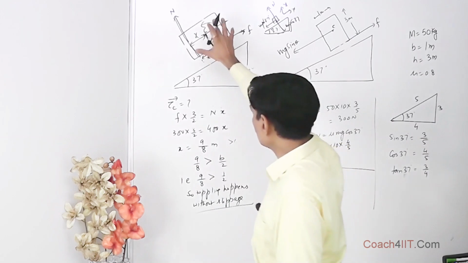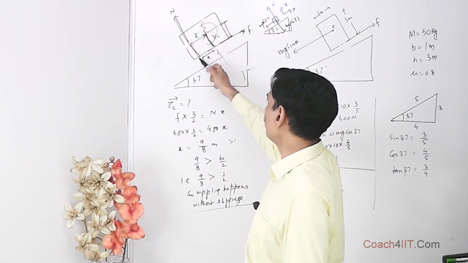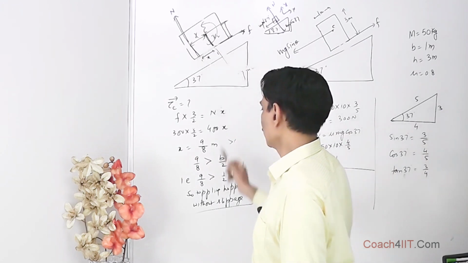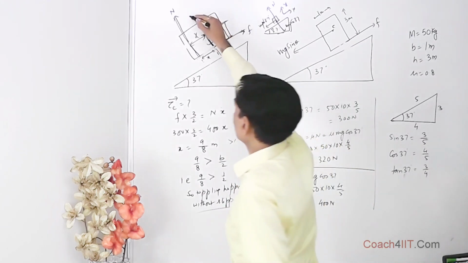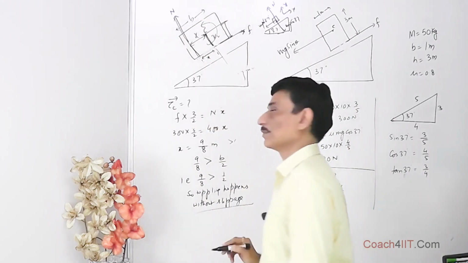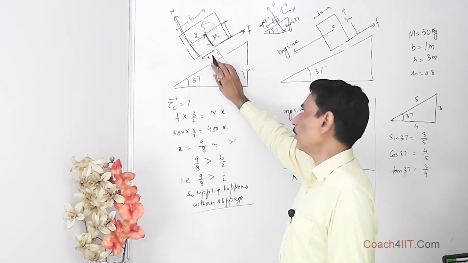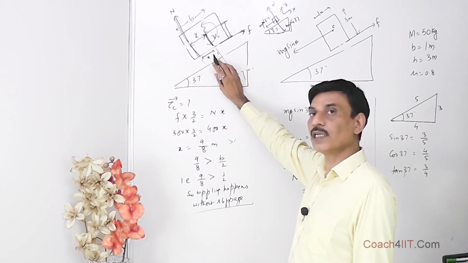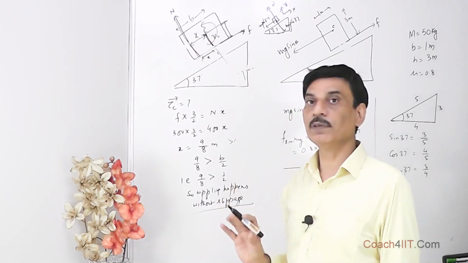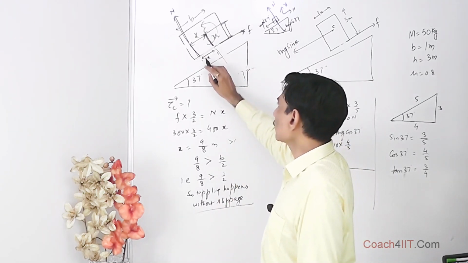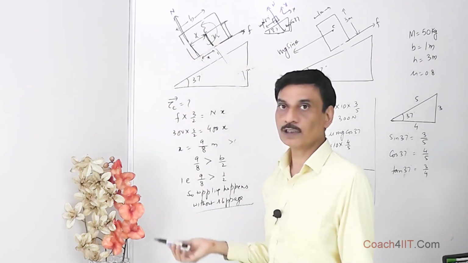So if it has to be in rotational equilibrium, then x should be at most half a meter. But 9 by 8 meter is greater than b by 2, where b is the width of this block. It cannot be greater than b by 2. If the value of x is less than or equal to b by 2, then only can this be in rotational equilibrium. But over here, the value of x comes out to be more than b by 2. That is, it would have to go beyond the block, which is not possible.